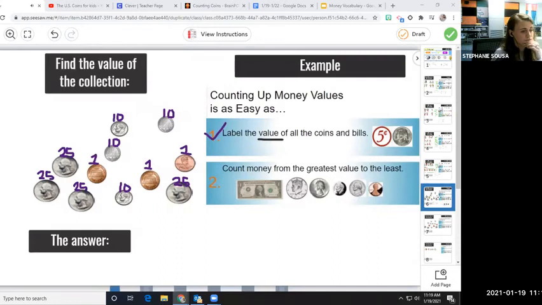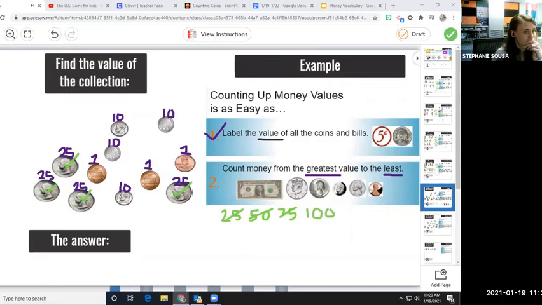Next, I'm going to count the money from greatest value to the least value. Okay, I see I do have quarters. I'm going to start with my greatest amount, and I'm going to count starting with 25 cents. One more 25 will give me 50 cents. Plus one more 25 cents, I will be at 75 cents. Plus one more. Oh, I know 4 quarters makes $1, so I'm at 100 cents right now.